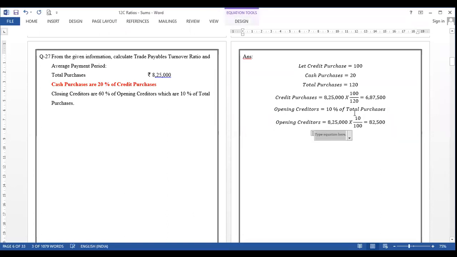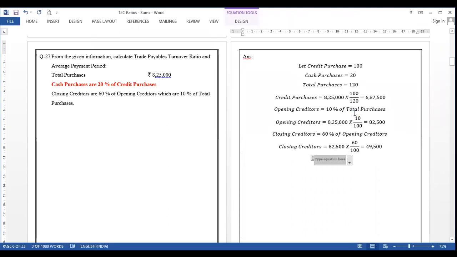Now closing is 60% of opening. Closing creditors is 60% of opening. So it will be 82,500 into 60 by 100. Okay, 49,500. 49,500 is right.